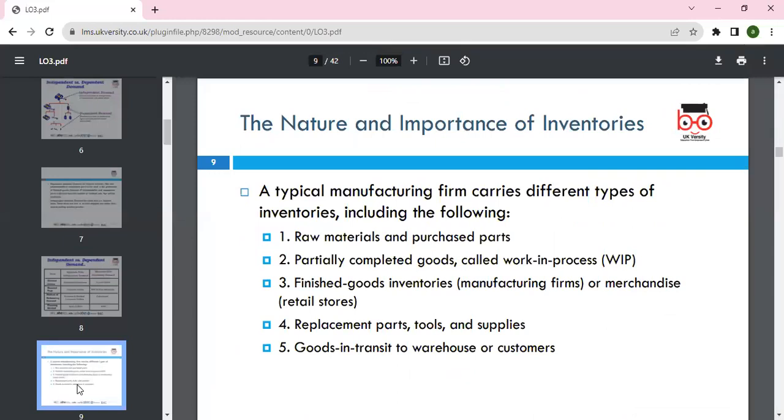Okay, then the nature and the importance of inventory is very important. The typical manufacturing firm carries different types of inventories, including raw materials, purchased parts, partially completed goods, also called work in progress, and finished goods inventories. Manufacturing firms also hold merchandise and raw material. We can look at the replacement parts, tools and supplies, and goods in transit to the warehouse or the customer.